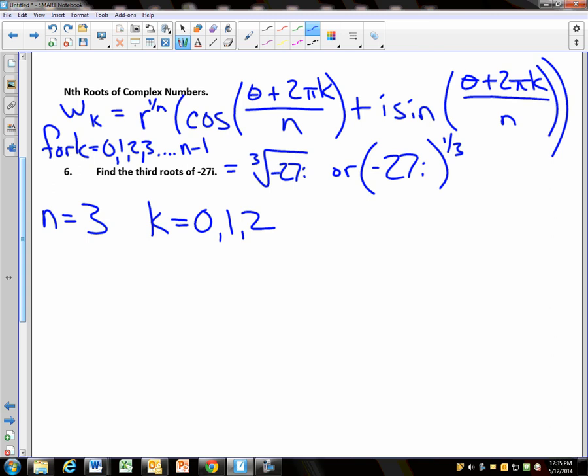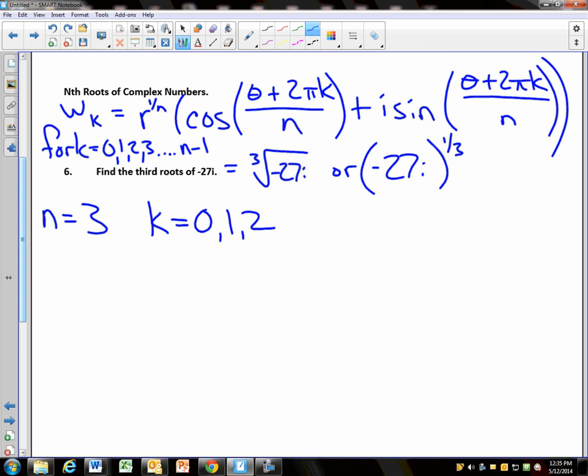I could have written 4, 5, 6, 7, 8, 9, 10, 11, 12, 13, 14, 15, all the way up until k minus 1. Let's suppose we were trying to find the 8th root. What would your k values be? 0, 1, 2, 3, 4, 5, 6, 7. You always stop 1 short of n. Okay?